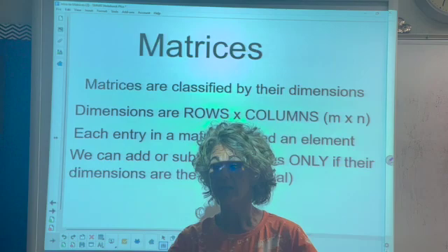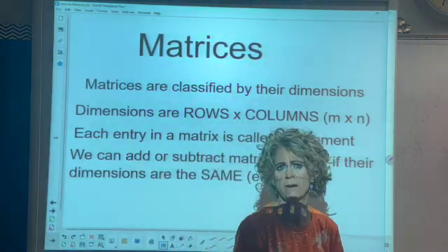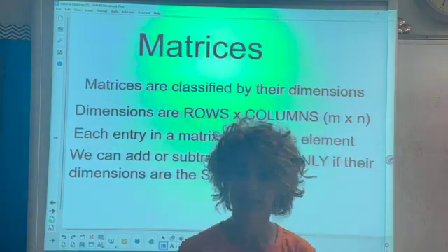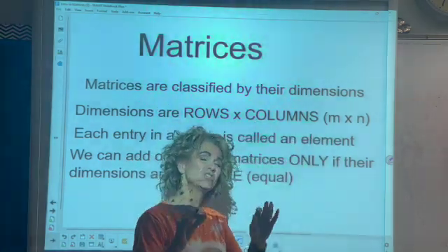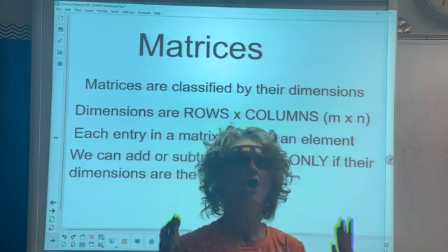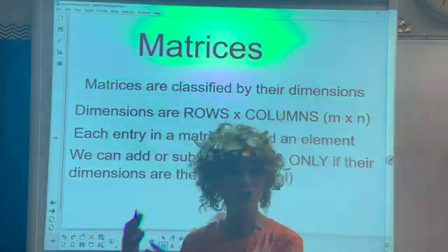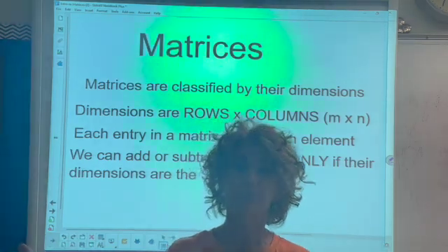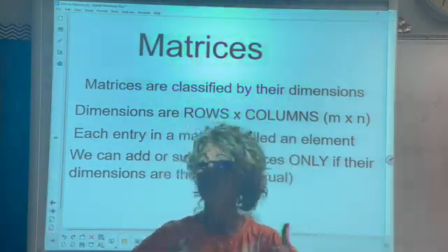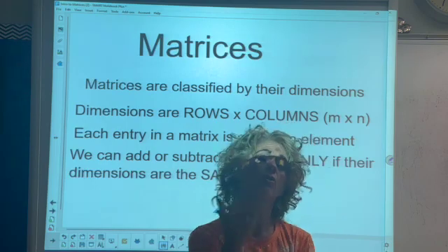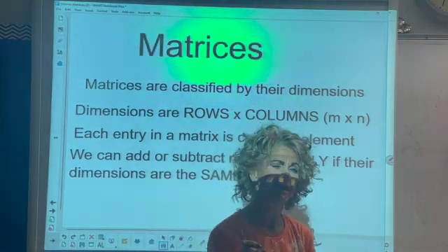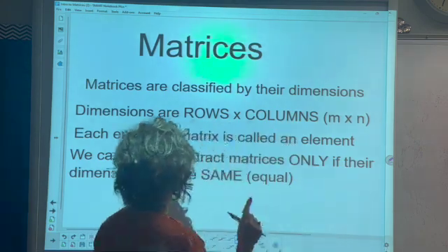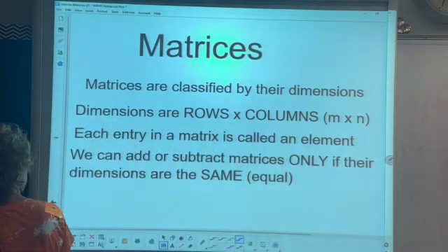A 4 by 3 can only be added or subtracted to a 4 by 3. A 2 by 6 can only be added or subtracted to a 2 by 6. So my dimensions have to match. I cannot ever take a 2 by 3 and add it to a 3 by 3. One's a 2 by 3, one's a 3 by 3. They do not go together. We can only add or subtract matrices if their dimensions are the same, are equal. So we need to remember that, okay?